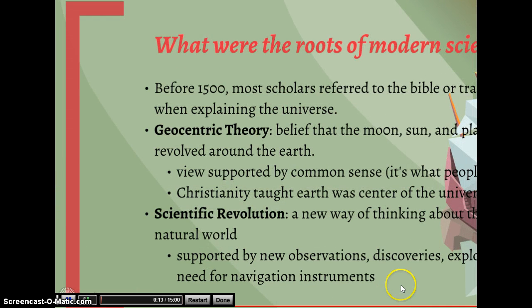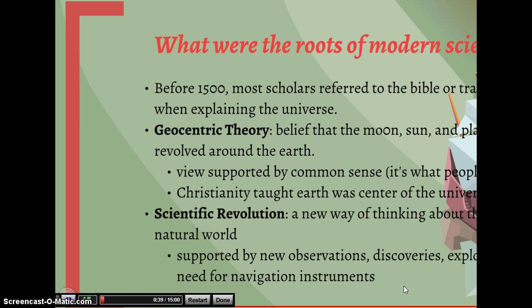So the first question that should be on your PDP Cornell notes is, what were the roots of modern science? Before 1500, most scholars referred to the Bible or tradition when explaining the universe. They listened to the ideas of people such as Aristotle, who said that the moon, sun, and planets all revolved around the Earth. And that was known as the geocentric theory.